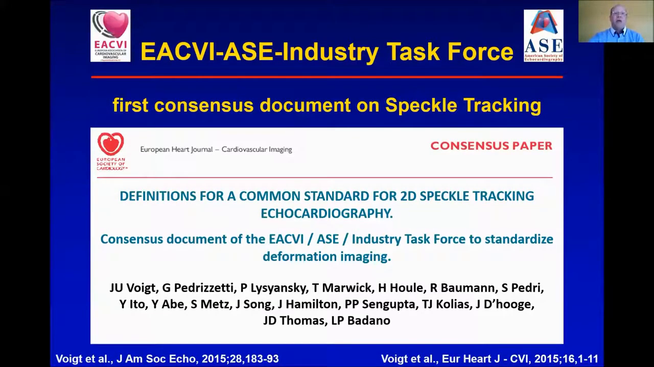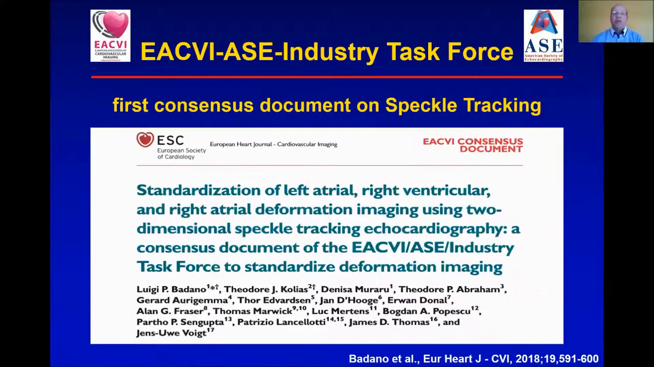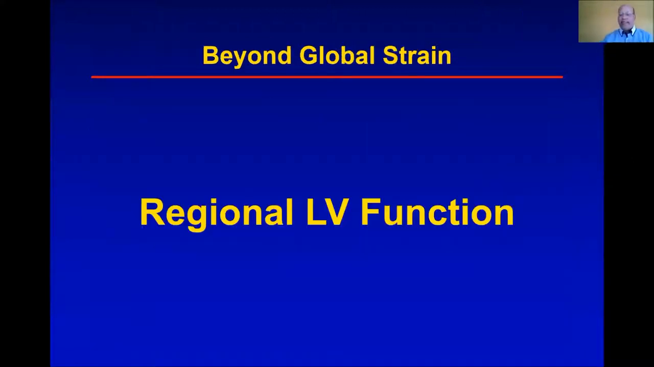And we have a task force from the EACI and the ASE, and this task force tries to find a consensus on how we should measure left ventricular strain and how we should measure other strains like right ventricular or atrial strain. As I said, it's mainly used for global longitudinal function, and we are not talking so much anymore about regional left ventricular function.